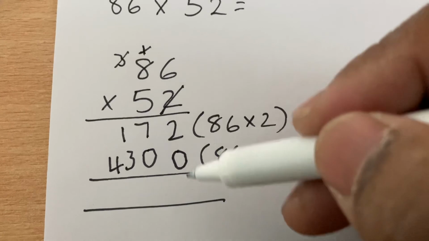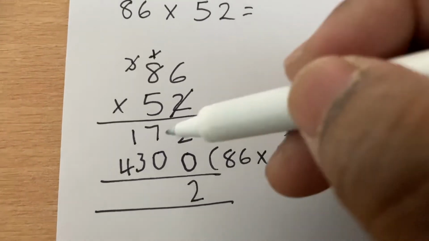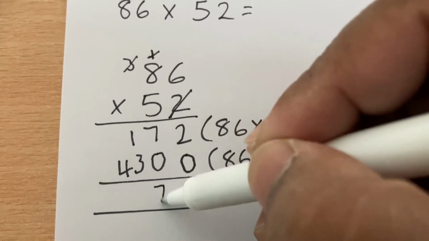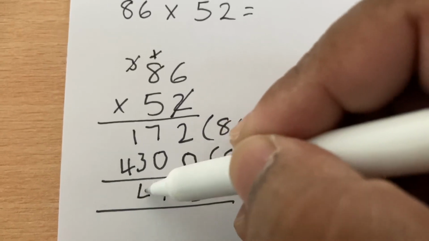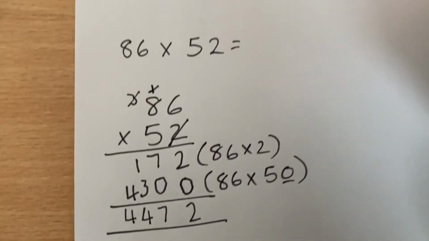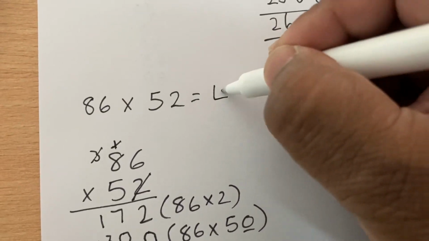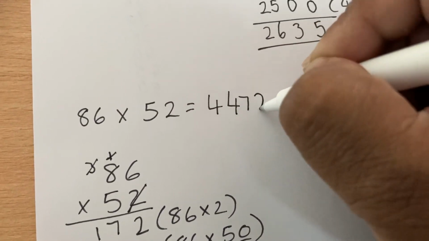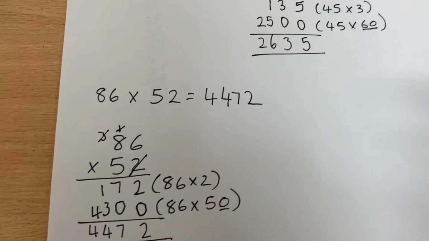And then we just need to add these numbers up. So 2, 7 add 0 is 7. 1 add 3 is 4. And the 4. So the answer is 4,472. Keep on practicing this, guys, until you get better.